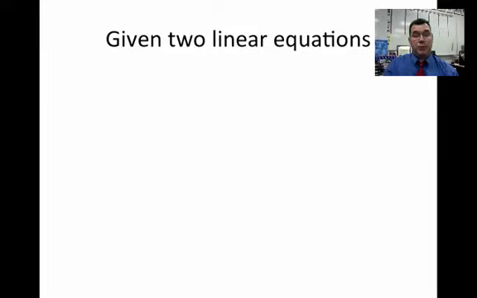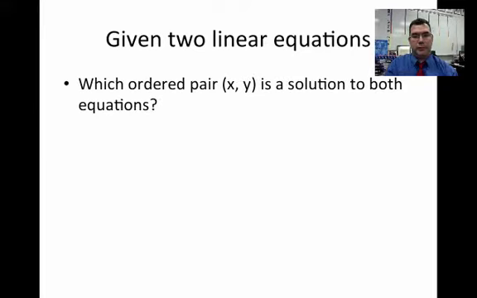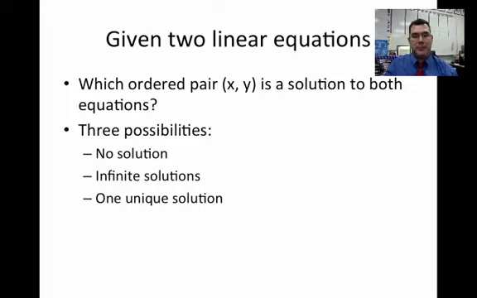So we start off with two linear equations with x and y, no exponents in either of those. And the goal is just to figure out which ordered pair of x and y is going to be a solution to both equations. And as you probably know, one of three things is going to happen. Either there is no x and y that is a solution to both of them. Any solution x, y that is a solution to one of them is not a solution to the other. So that we call no solution.